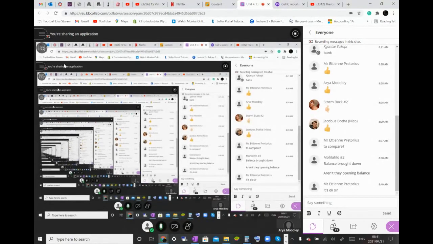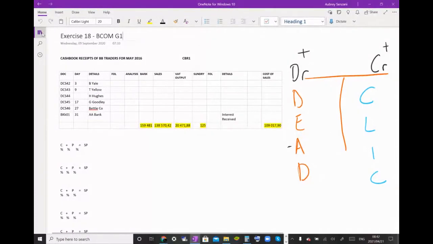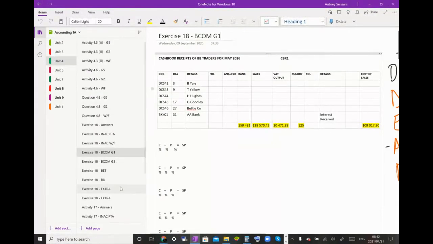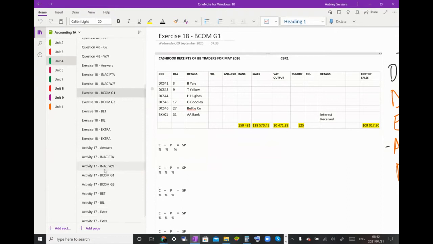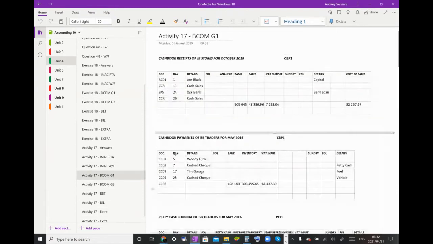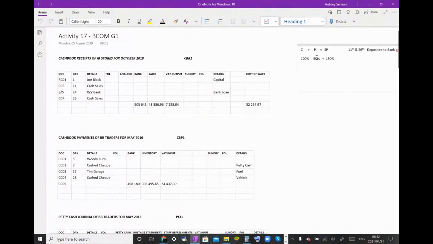The perpetual inventory system is in use, and all inventory is marked up at 50% on cost. Already, somewhere on your piece of paper or in your exercise book, you're doing your model. Okay? So you're writing, well, I know profit is 50%, because my markup is 50%. And I know it's on cost, so cost is 100%. And then I know my selling price is therefore 150.